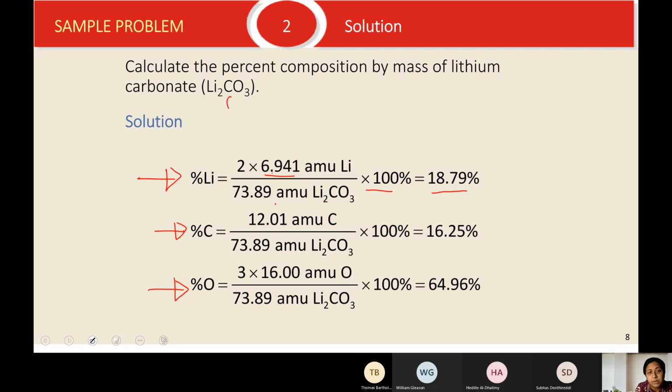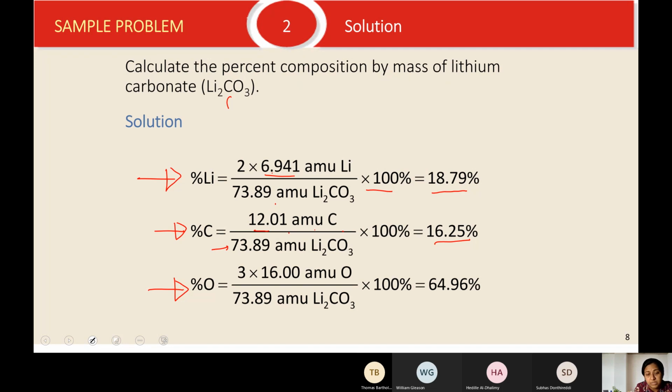Then I calculate the percentage mass of carbon. There is only one carbon in the formula, so it is just multiplying by 1. You can mention it or you do not have to mention it if you are multiplying something by 1. So then I mention the atomic mass of carbon. It is 12.01 and divide by the formula mass of this lithium carbonate, that is 73.89, and multiplied by 100. I get 16.25% for carbon in this lithium carbonate.